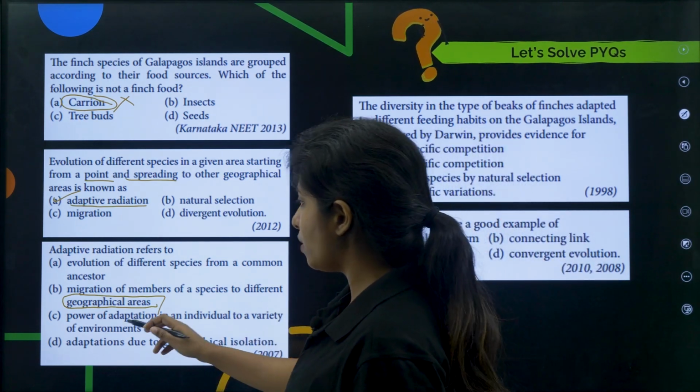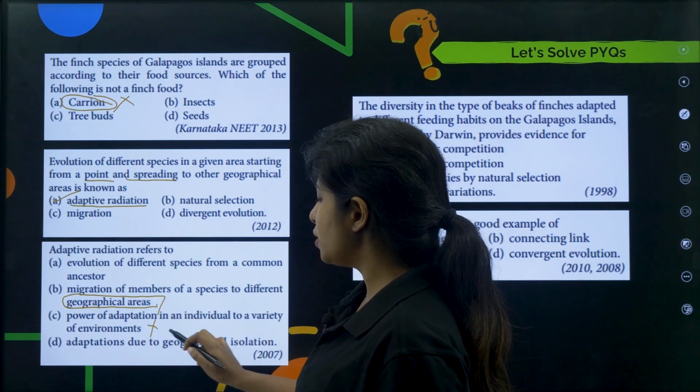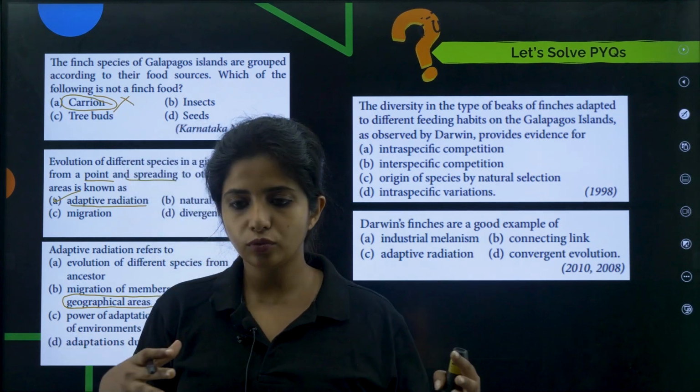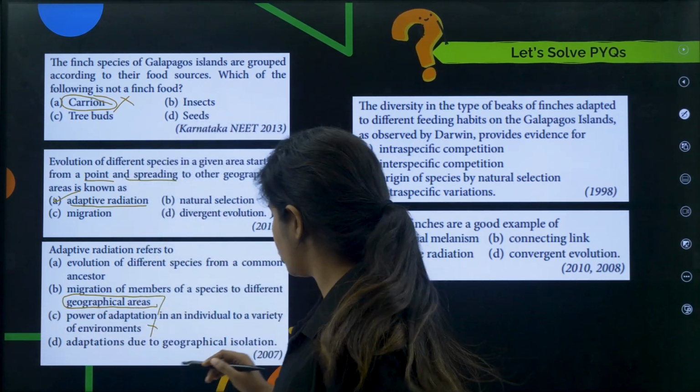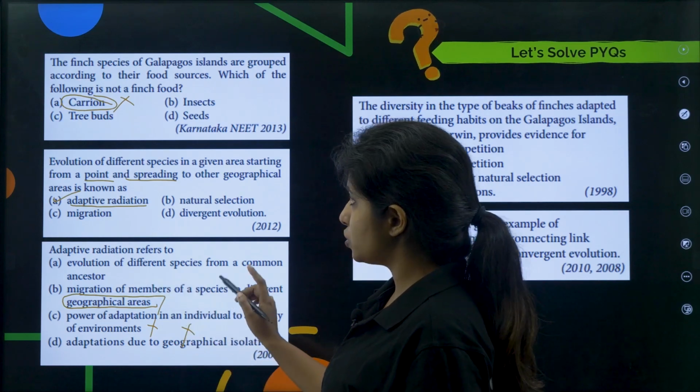Going ahead, power of adaptation in an individual to a variety of environments, no children. Adaptations due to geographical isolation. Geographical isolation means there is nowhere to move, so I will be just adapting over here. That is what we mean by adaptations due to geographical isolation. This is also wrong. Evolution of different species, you saw.